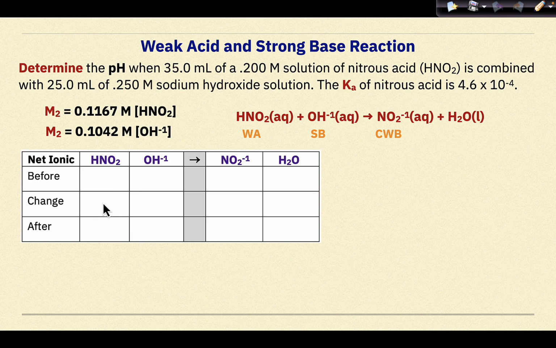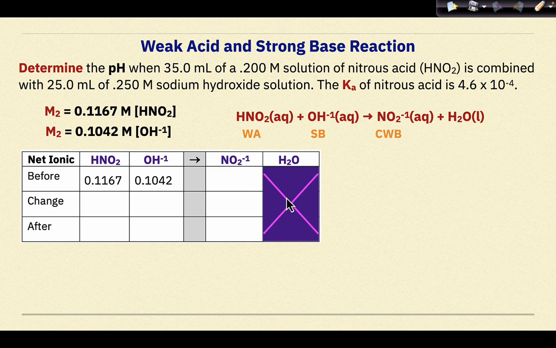To accomplish this, again, we're going to use a BCA table where the HNO2 concentration is 0.1167 and the concentration of the hydroxide is 0.1042 before neutralization takes place. Two products result as the neutralization reaction occurs, NO2⁻ and H2O. The water is not considered when calculating pH. The concentration of the conjugate weak base, NO2⁻, will be a factor. Prior to neutralization, no NO2⁻ is found in solution.